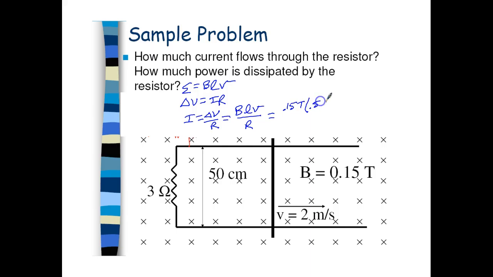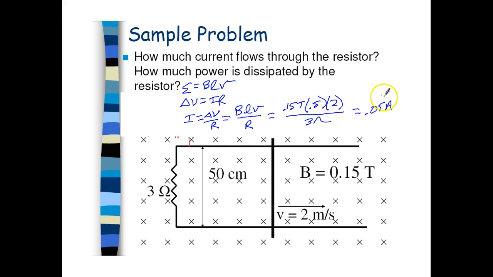So we're going to take that times 0.5 and then multiply that times our 2 meters per second. We're going to then go ahead and divide that by 3 ohms. If you go through and do your math, you're going to get 0.05 amps, and that is the current.